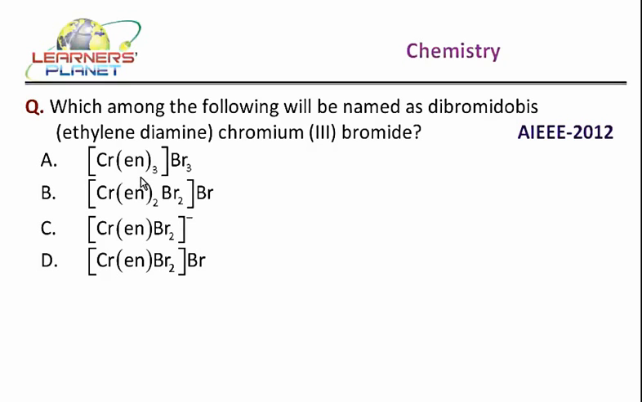Now let's check out the options. Option A. In option A, there are 3 molecules of ethylene diamine, so it is ruled out. Option B. How many molecules of ethylene diamine are there? There are 2 molecules of ethylene diamine and 2 atoms of bromine also. Right? So the name of the complex given in option B will be dibromido, 2 molecules of ethylene diamine, so bis ethylene diamine, chromium, this is in oxidation state 3, and bromide.